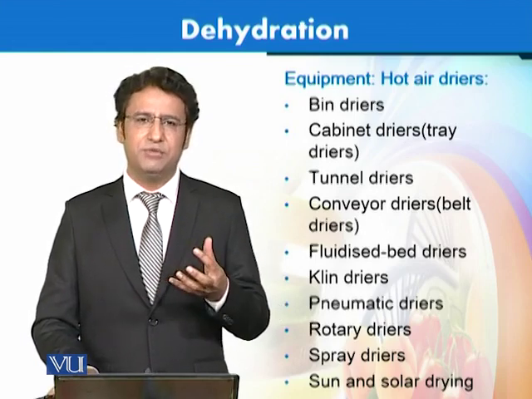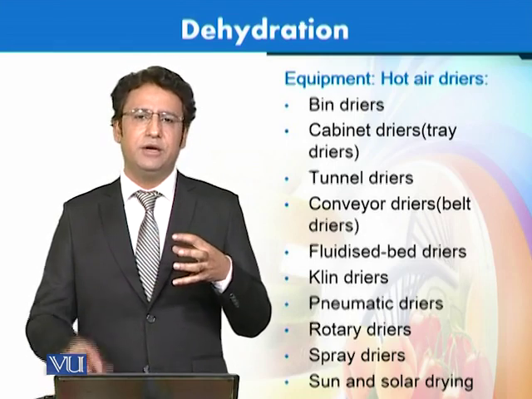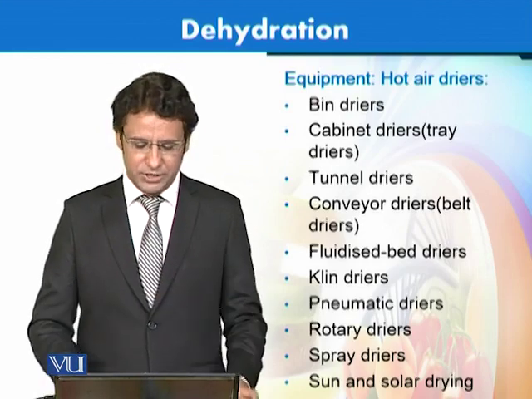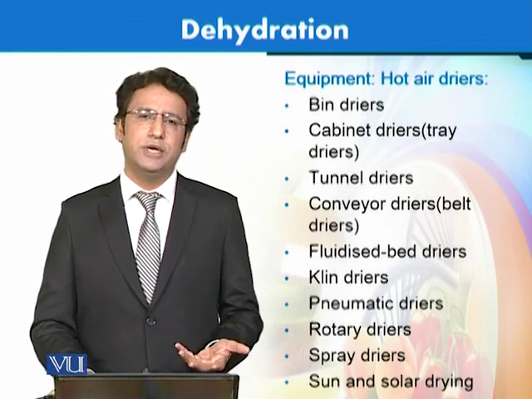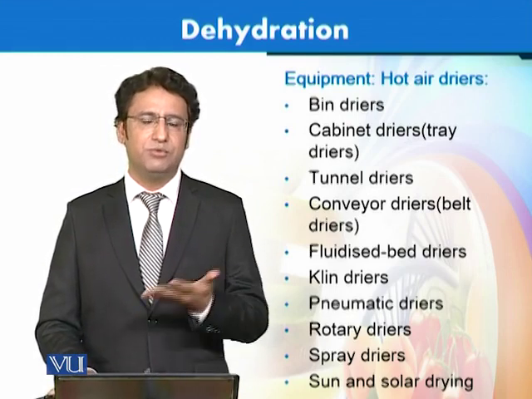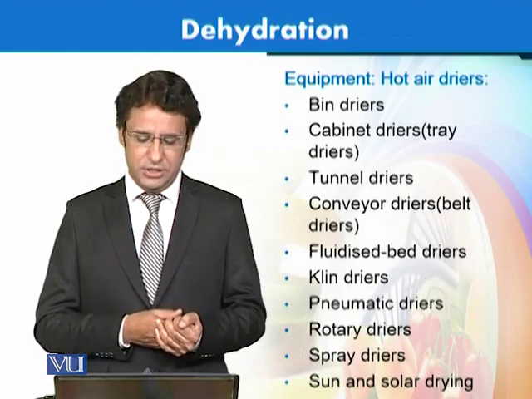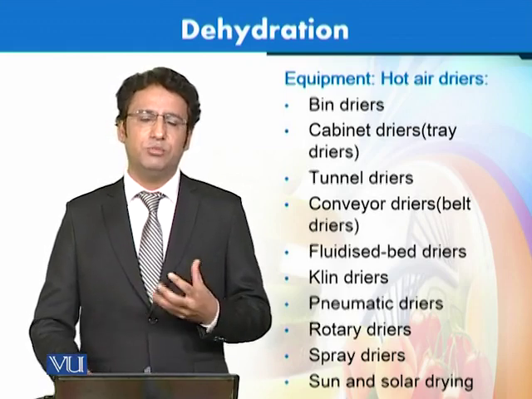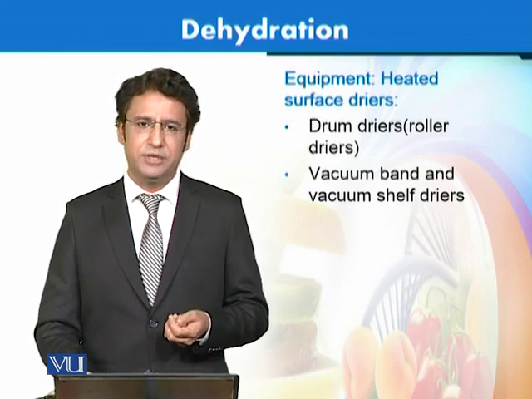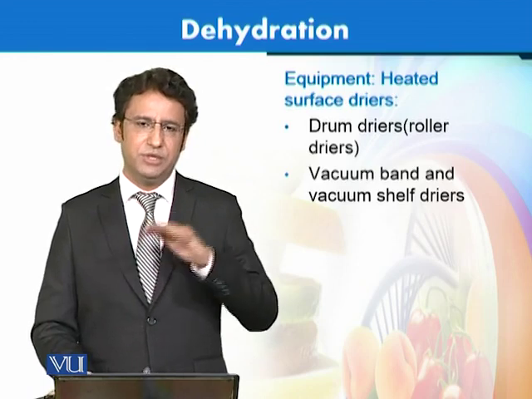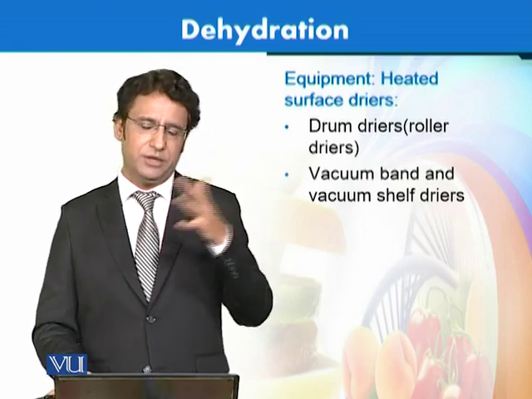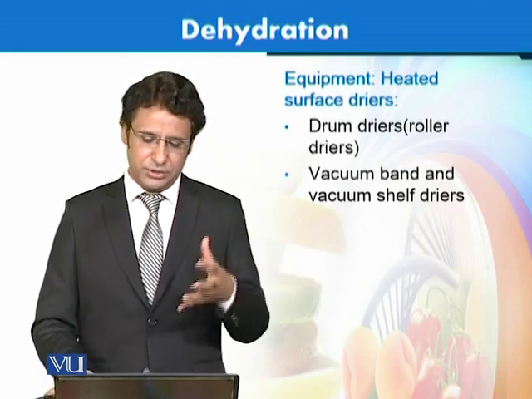There are spray dryers, where the food is sprayed and hot air is blown under spraying conditions. That would remove maximum moisture. Sun and solar drying is, I think, the most primitive method to dry food, when the food is spread under the sun or under solar drying conditions to remove moisture. Other methods are drum dryers, where roller drums are used on which we put the slurried food, and then we can scrape off the dehydrated food and add new food batches into those drum dryers.